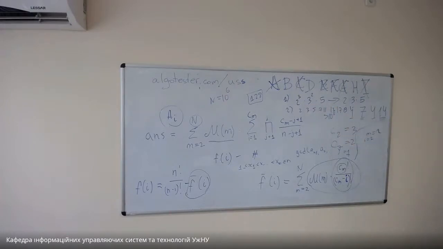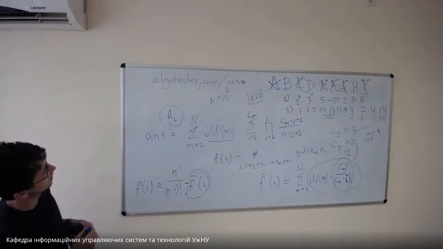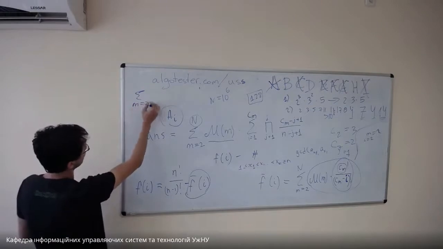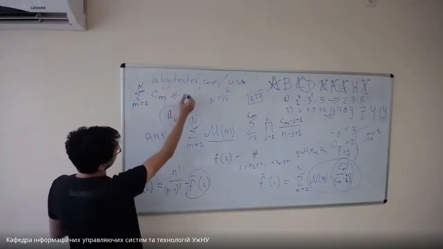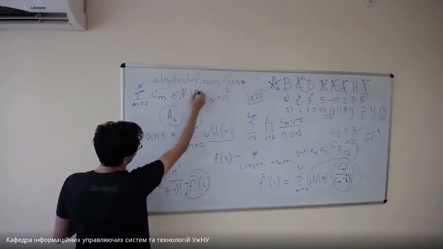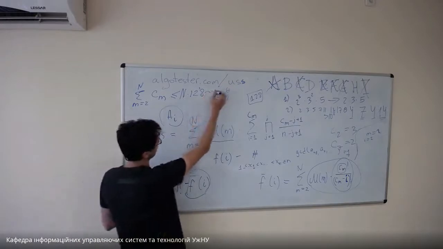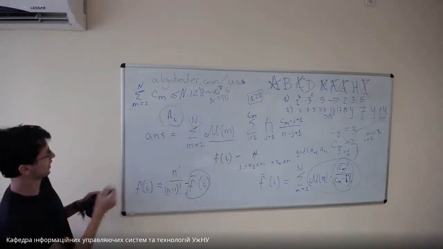And now we will say that the following sum over m from 2 to n of c of m is not bigger than n times 128, which is something like 10 to the 8. And our algorithm will work at that complexity.